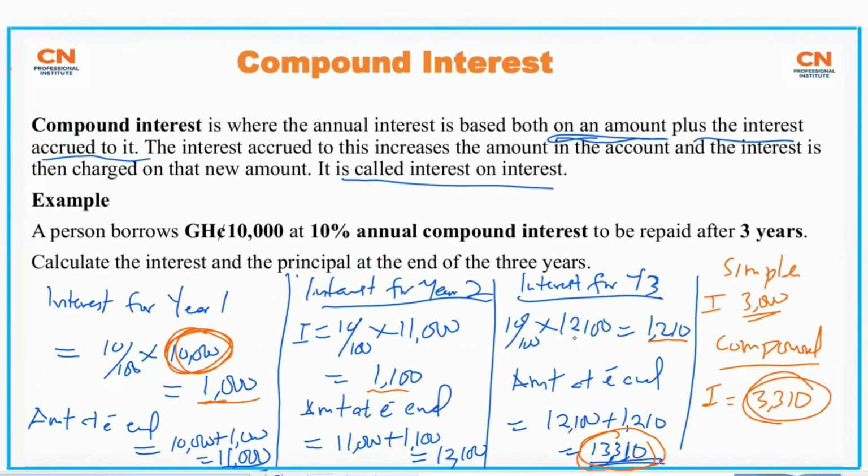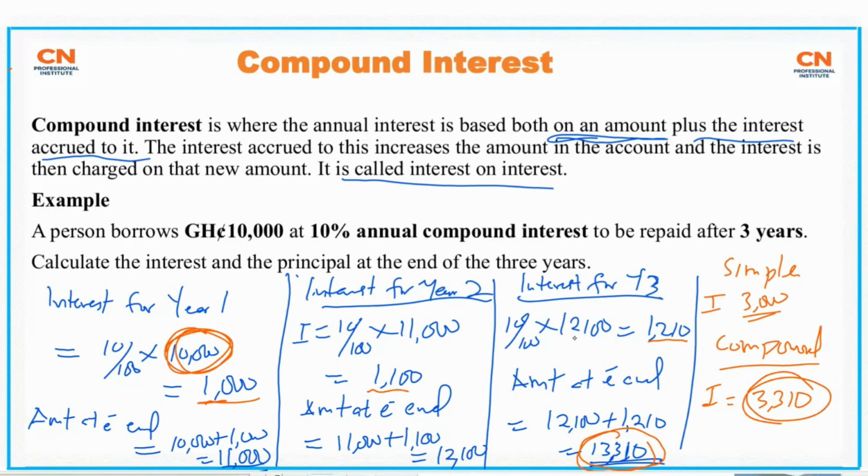Now, instead of going through this interest for year 1, year 2, year 3, what if the period is very long, like 20 years? You can't be calculating the interest for year 1 and adding it back to the principal, then you get the amount at the end, then going to year 2, calculating the interest and adding it again. You can't be doing that. So we have a formula for calculating compound interest, for calculating the future value.